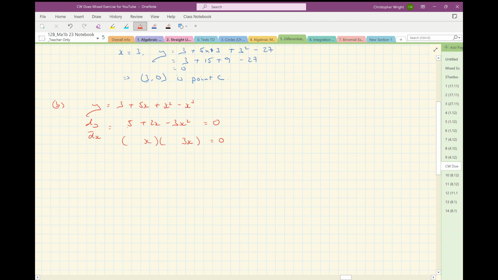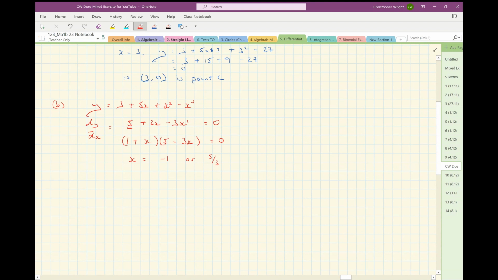Now I've got 5 multiplied to 5, so I'm looking for 5 and 1 basically, or 1 and 5, I guess. Let's have a think. If I put the 1 here, the 5 there, then that gives me minus 3x squared. It gives me plus 5x minus 3x, which gives me the plus 2x. So that's looking good. So that means that my two x coordinates are minus 1 or 5 over 3.